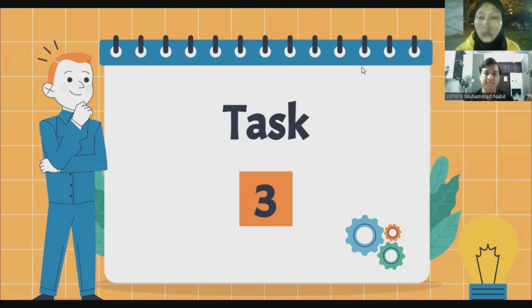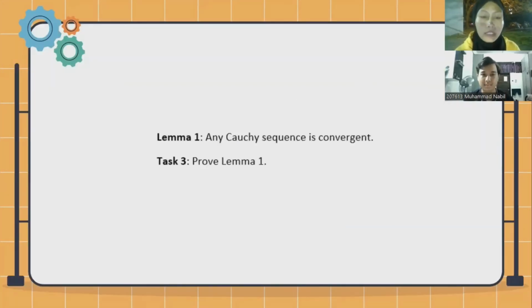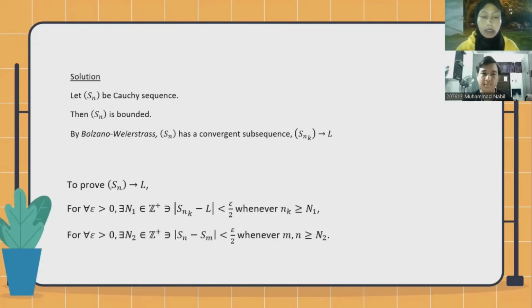So we are doing task 3. Let me read the question first. The question is: Lemma 1, any Cauchy sequence is convergent. Prove Lemma 1. For the solution, let Sn be a Cauchy sequence, then Sn is bounded. By Bolzano-Weierstrass, Sn has a convergent subsequence Snk to L.